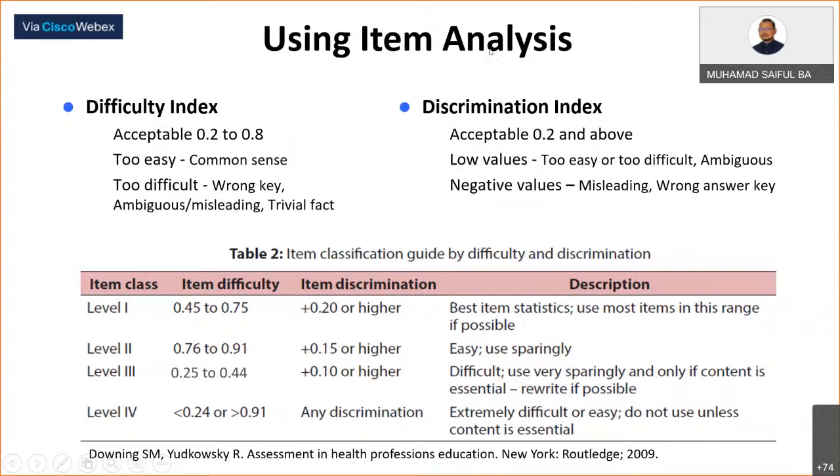And how about the discrimination index? Acceptable would be a minimum of 0.2 and above.